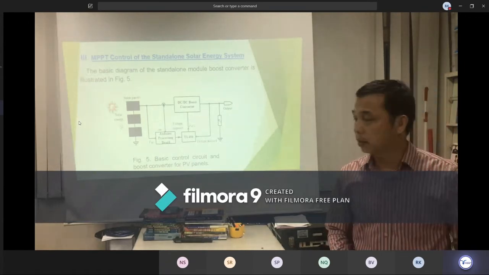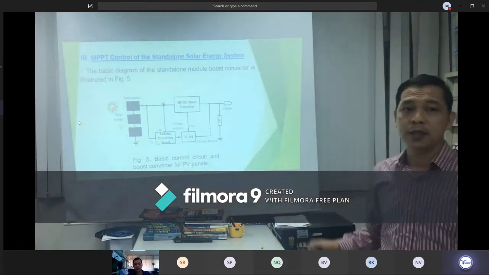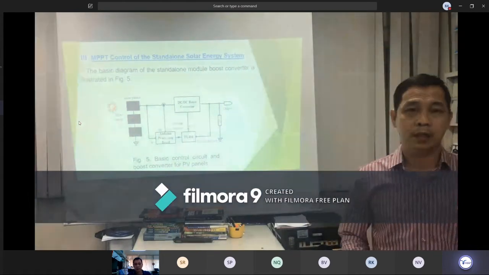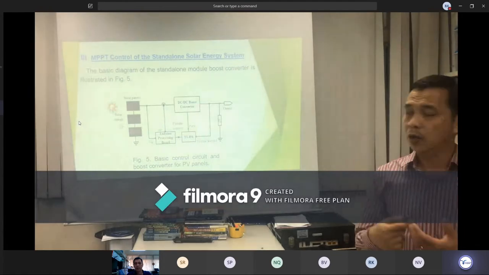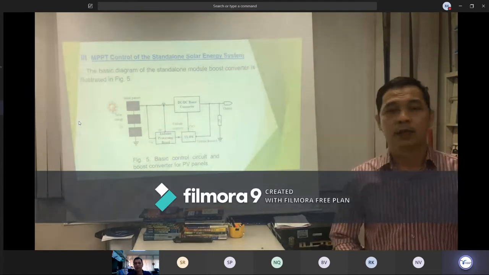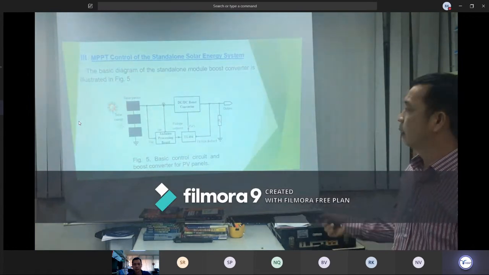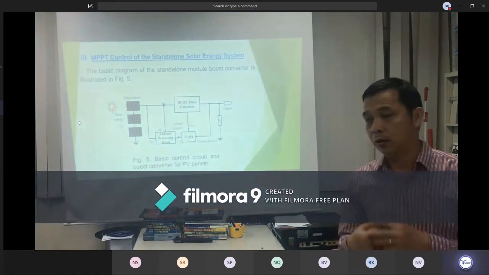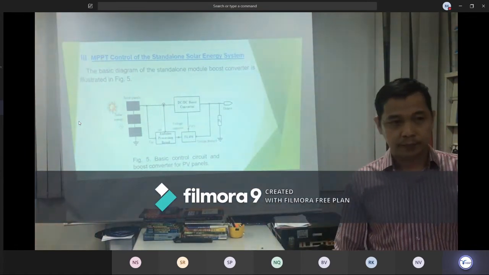The advantages of this circuit are that it is easy in installation, has a simple structure, and is low cost with high performance to get the local MPP.